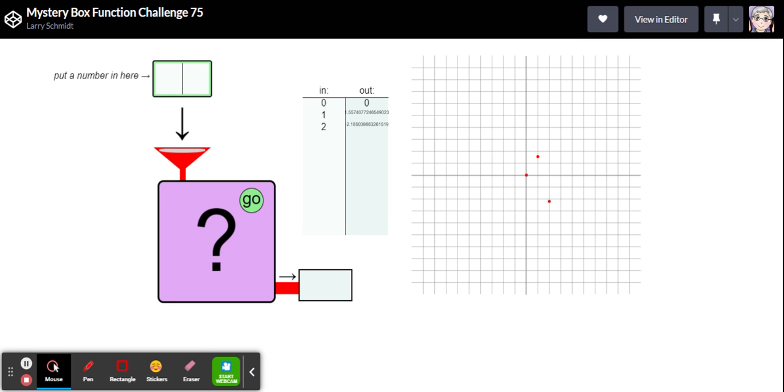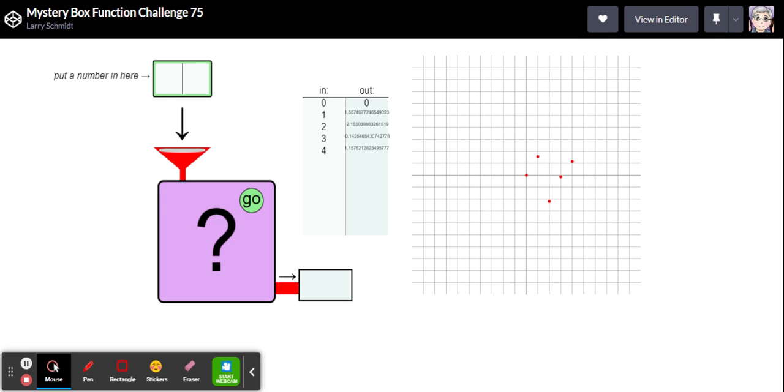Maybe it's an upside down parabola. Where would the vertex be? This is an odd one. Let's try 3. Okay, so it went up and down and up. Now I'm starting to think this is a periodic function, so maybe this is sine or cosine. It looks kind of squished if it's the sine or the cosine.